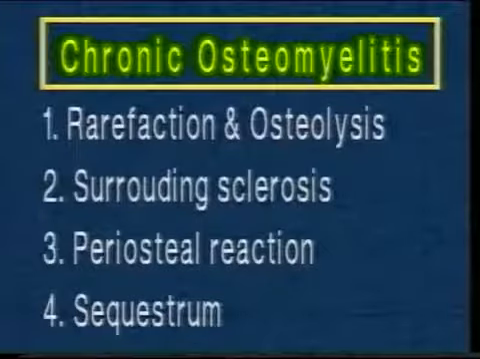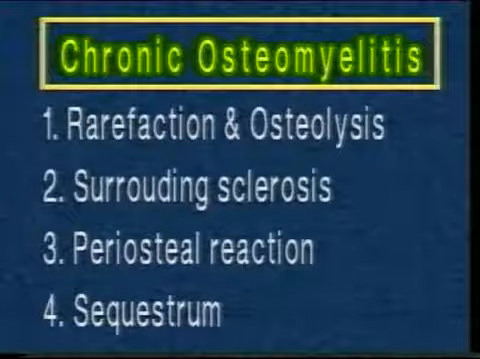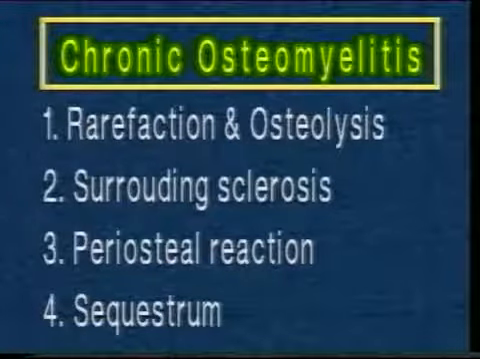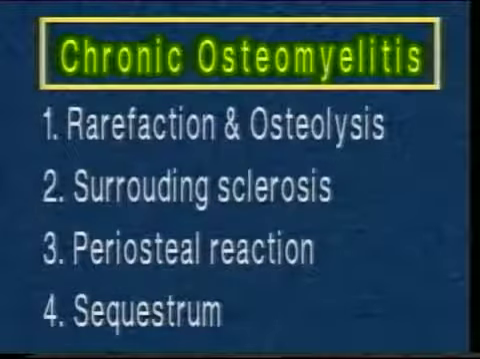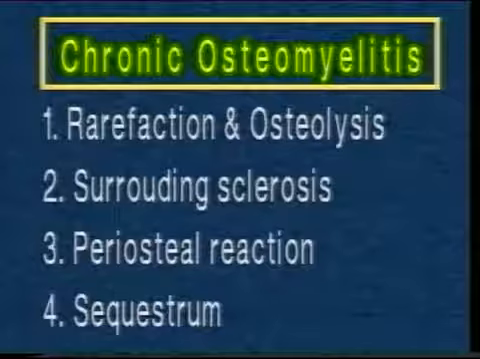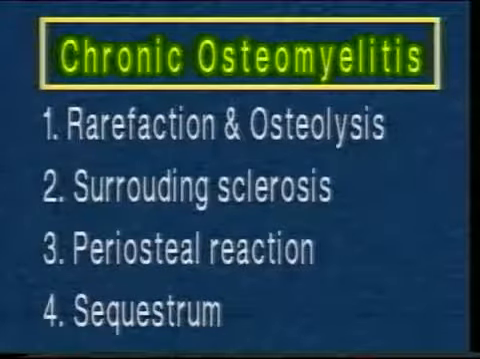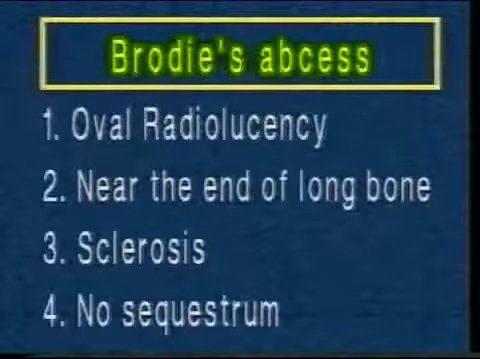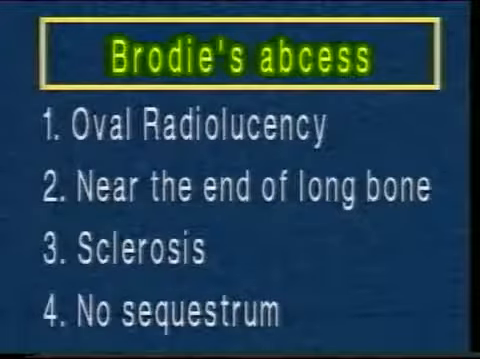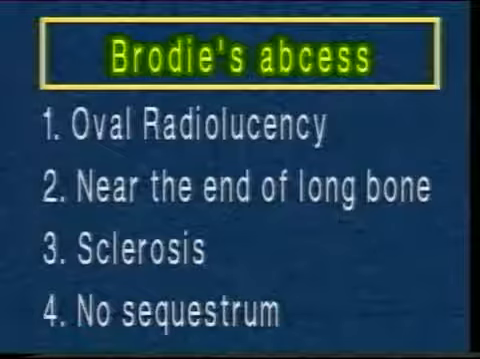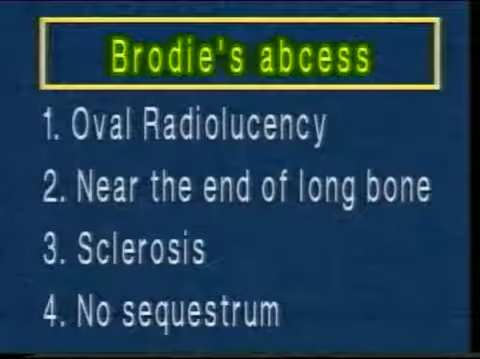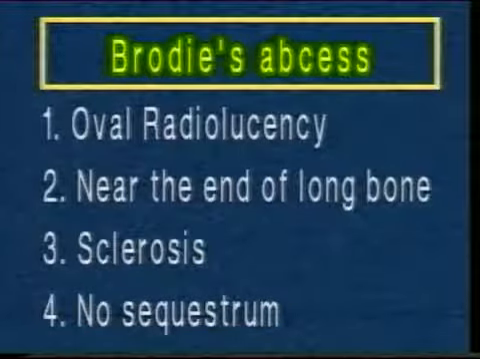So the radiological features of chronic osteomyelitis are rarefaction and osteolysis of the affected area of metaphysis surrounded by sclerosis, periosteal elevation with new bone formation, and densely radio-opaque sequestrum. The features of Brodie's abscess are a well circumscribed round or oval radiolucent area near the end of a long bone. Some surrounding sclerosis may be present, but there is no sequestrum. It contains only pus.